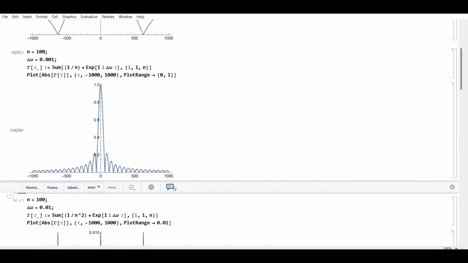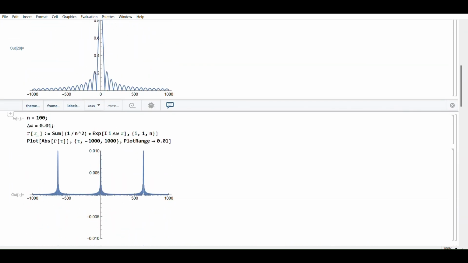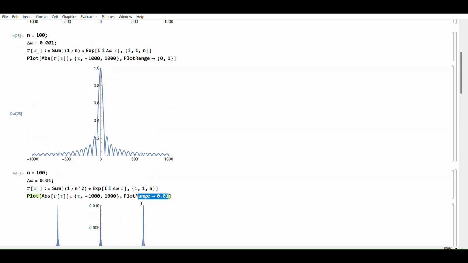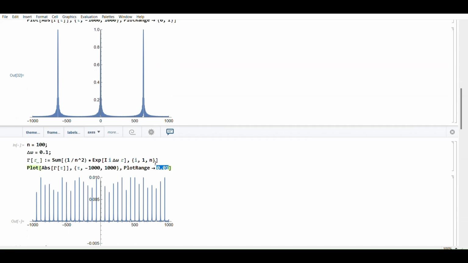So that's that. As you see, the form of the function, the structure does not really change much, because that was just a constant. Whether I call it 1 over n squared or 1 over n, that's still a constant. So the feature remains similar.